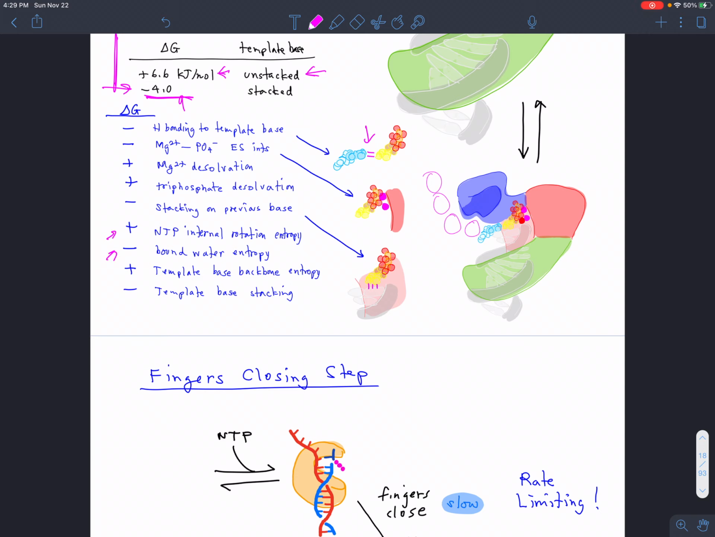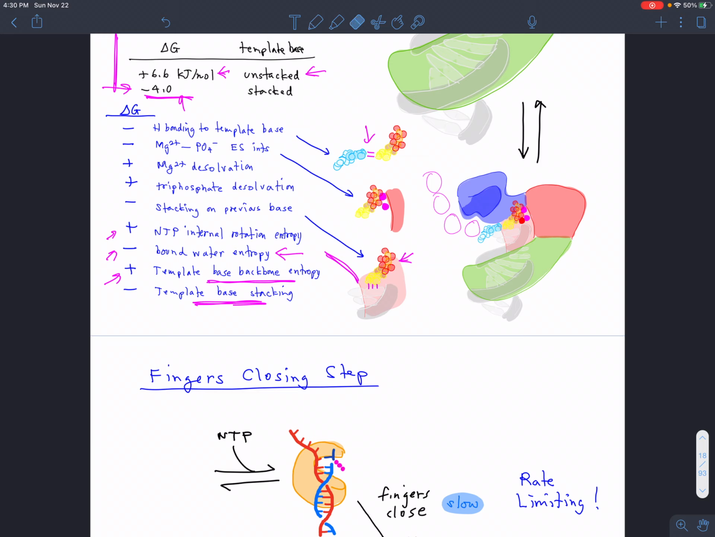If there are bound waters in that pocket, and I think there are, I'm quite sure, in fact, that there are, then those are going to get released when all of this happens. That's a favorable water release entropy contribution. The, let's see, template base backbone entropy. Oh, yeah. So the template strand is coming off over here. When this binds, it may be that it starts restricting some of the movements possible to the template base, in which case that would be an unfavorable contribution. And then there's the template base stacking itself, which would be a favorable contribution.